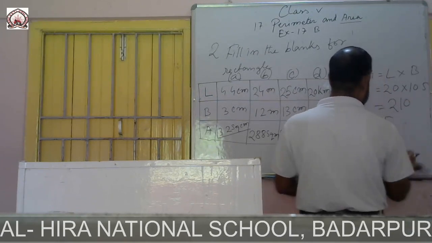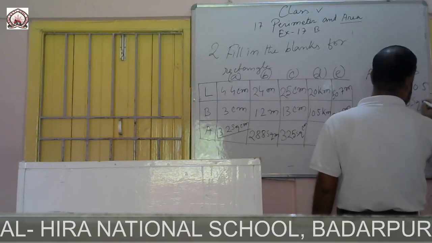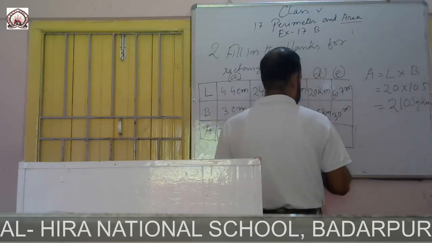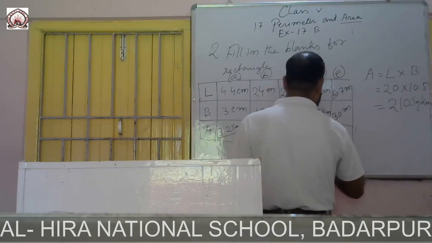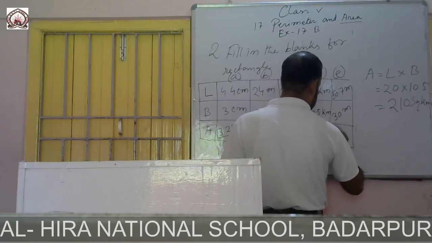Square kilometer. We take out the area, so we write square kilometer. So here we write 210 square kilometer.